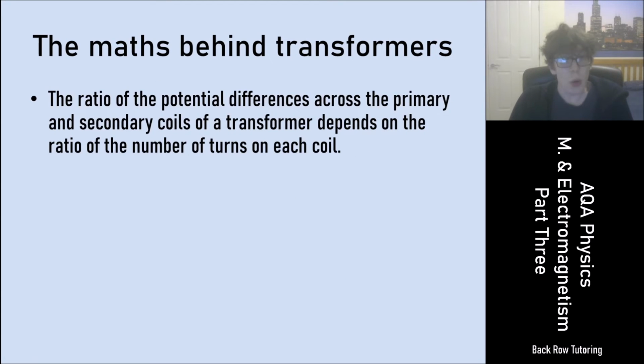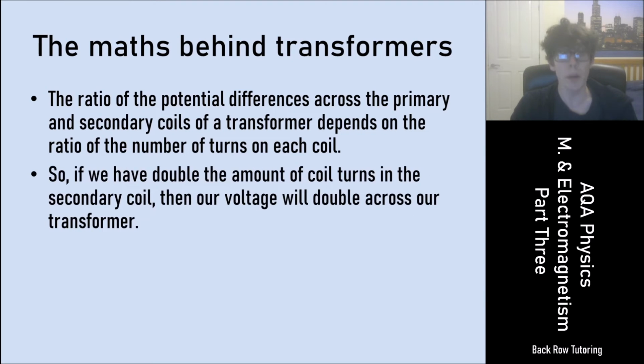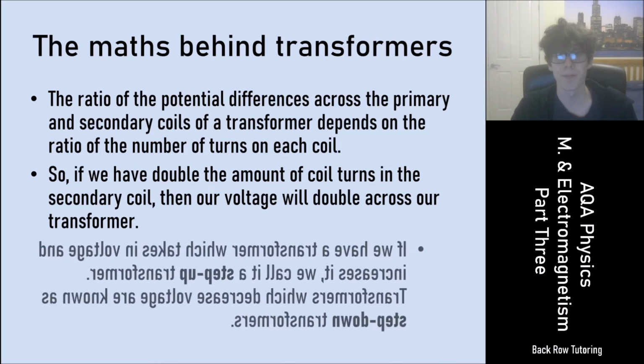The ratio of the potential differences across the primary and secondary coils of a transformer depends on the ratio of the number of turns on each coil. So if we double the amount of coil turns in the secondary coil, then our voltage will double across our transformer.